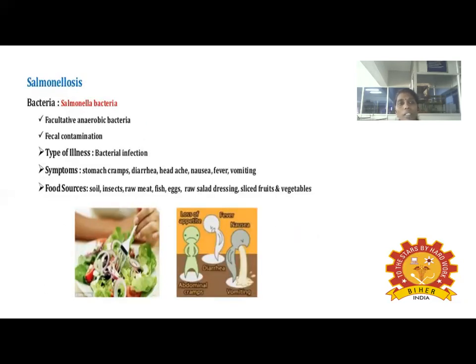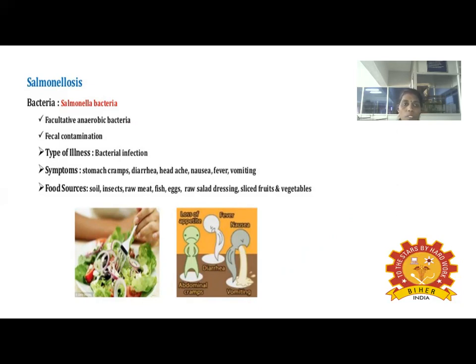Then another disease, salmonellosis. This is also a kind of bacterial disease. The bacteria is Salmonella. This bacteria is a facultative anaerobic bacteria, with fecal contamination. The type of illness is a bacterial infection, and the symptoms are stomach cramps, diarrhea, headache, nausea, fever, and vomiting.